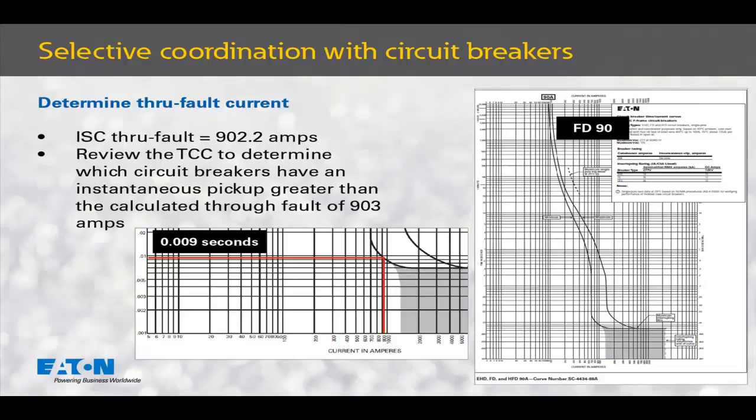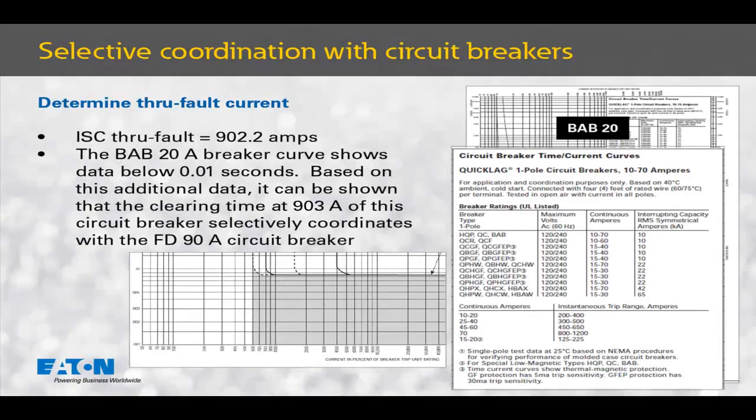We will need this data point as we look at the clearing time of the downstream BAB20. If the clearing time of the BAB20 is faster than 0.009 seconds at that secondary short circuit current, these devices will selectively coordinate. This is the trip curve for the BAB20. As you can see, the instantaneous pickup range for the 20 amp circuit breaker is from 200 amps to 400 amps. We are well into the instantaneous region for the 2082 amps of short circuit current on the secondary of the transformer that this BAB20 will see during that short circuit.